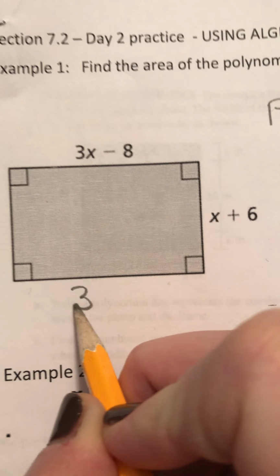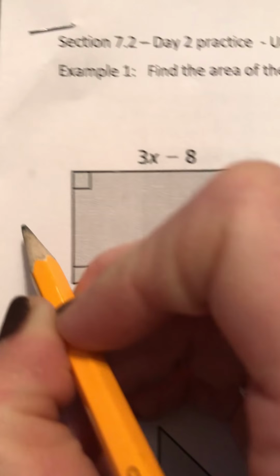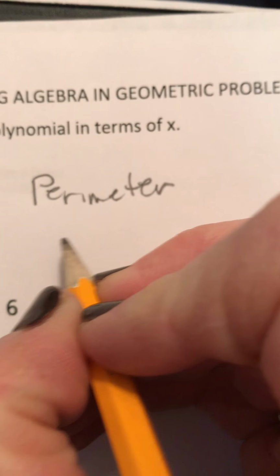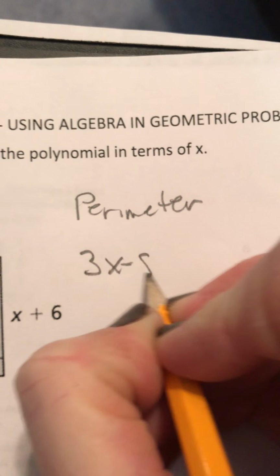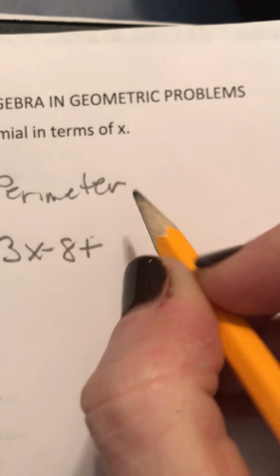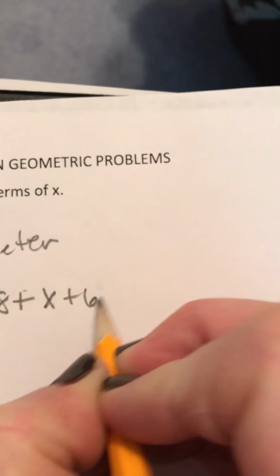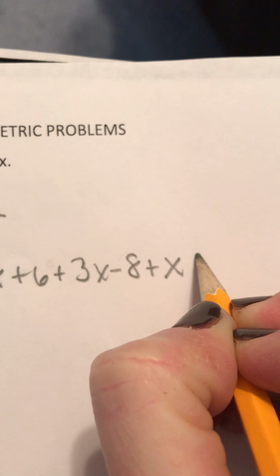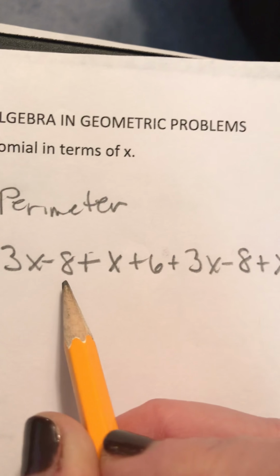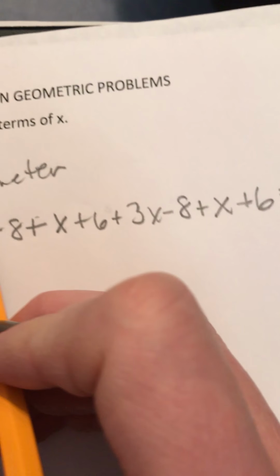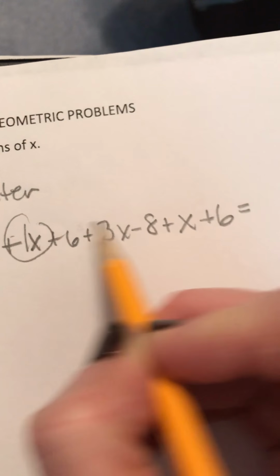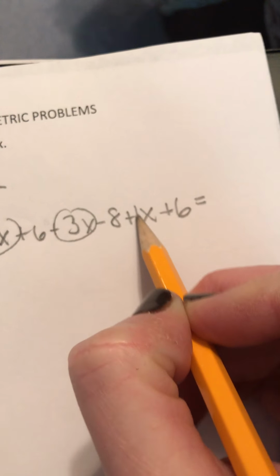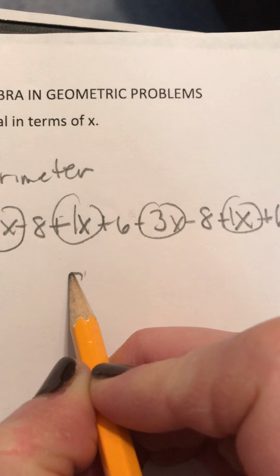So if I was going to look at the perimeter of this figure, I also know that this is 3x minus 8 because it's a rectangle, and this piece is also x plus 6. So if I wanted to know the perimeter, I would simply add up 3x minus 8 plus x plus 6 plus 3x minus 8 plus x plus 6. That's all four pieces, all four sides. And then I could put together my like terms. I have 3x plus 1x plus 3x plus 1x, which gives me a total of 8x.